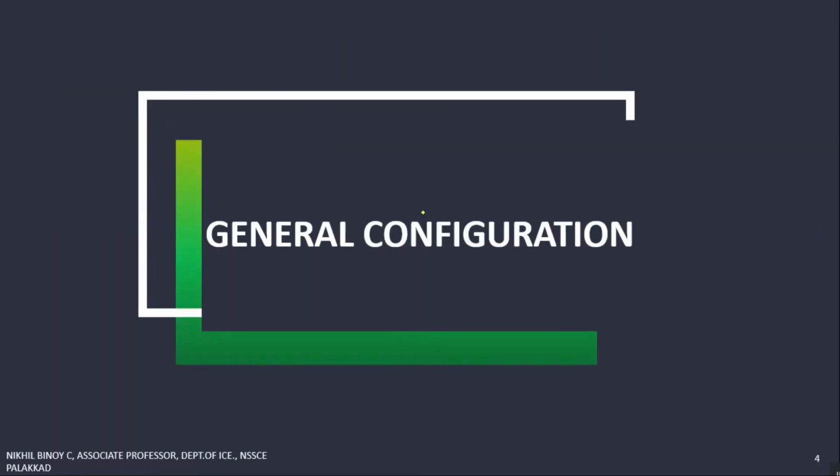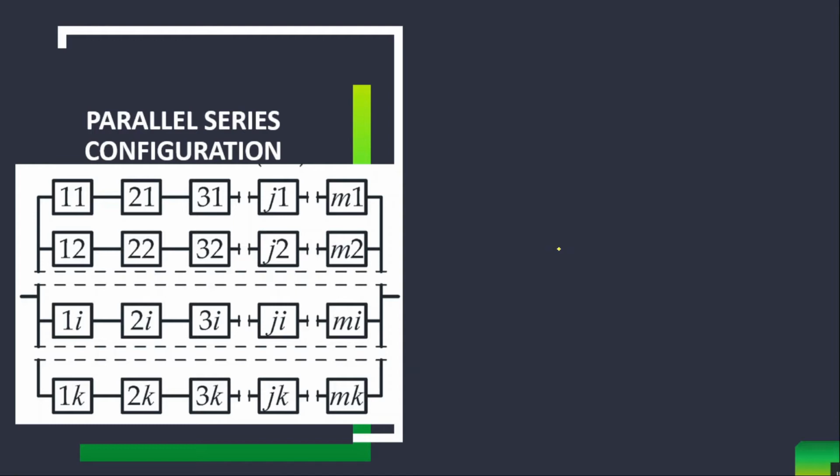So I am continuing my discussion about general configuration. We have to discuss two configurations. The first one is the parallel series configuration. So this one is a parallel series configuration, where you can see that a number of parallel paths are there.